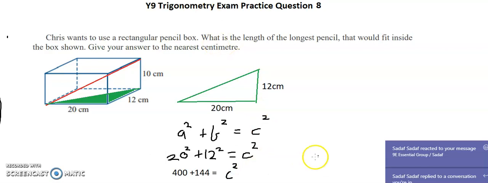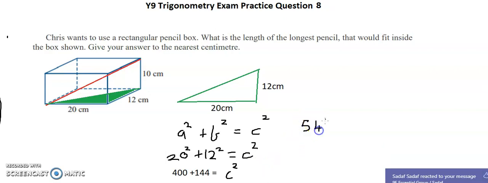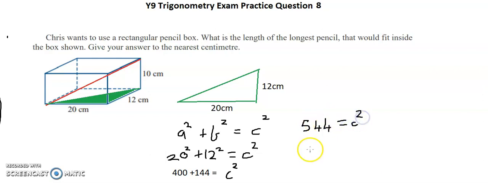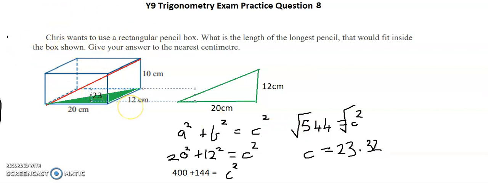So the next thing is that we know 400 plus 144 equals 544, and that is equal to c squared. So I would like to get c by itself, so I need to square root both sides. The square root of 544 is 23.32. So now I know my base is 23.32.